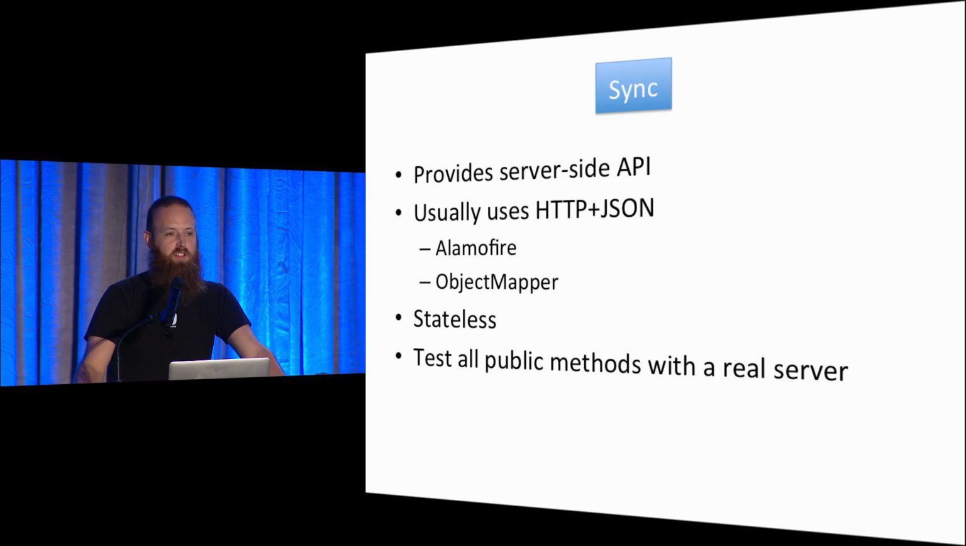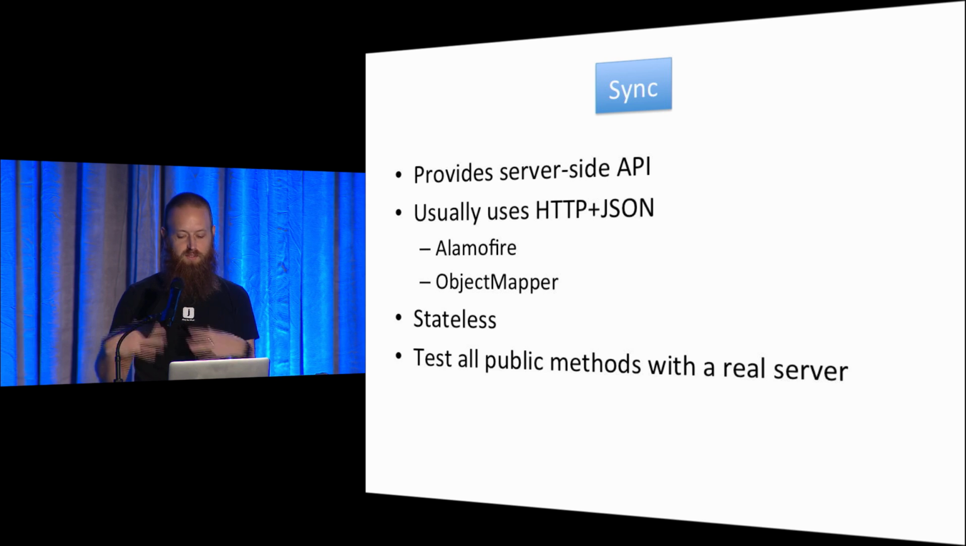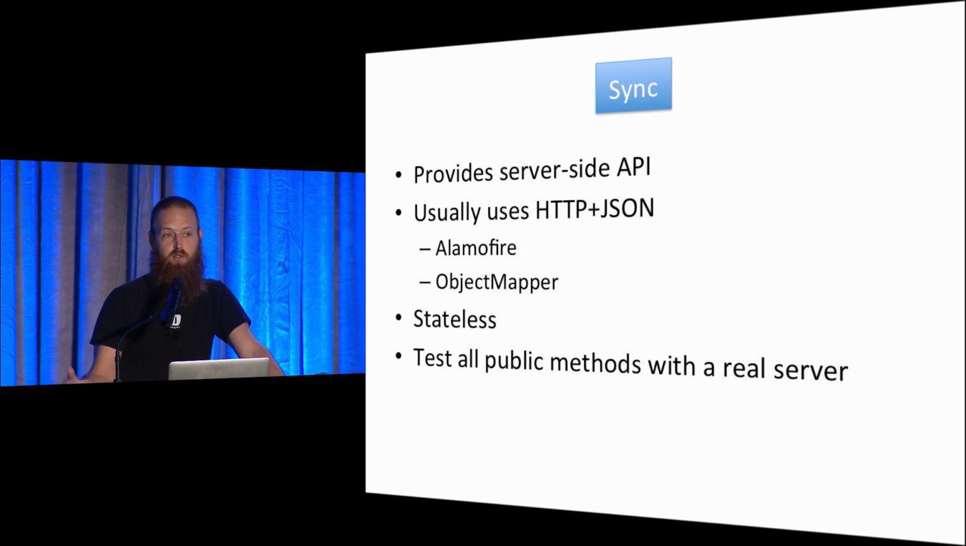Our sync module provides a server-side API for the client. Basically, Jive exports a standard core JSON API over HTTP. This is what a lot of people are going to be using. We actually used Alamofire for this, which is the successor to AFNetworking in Swift. It wraps NSURLSession, so we don't have to deal with NSURLSession directly. And there's nothing wrong with dealing with NSURLSession directly.